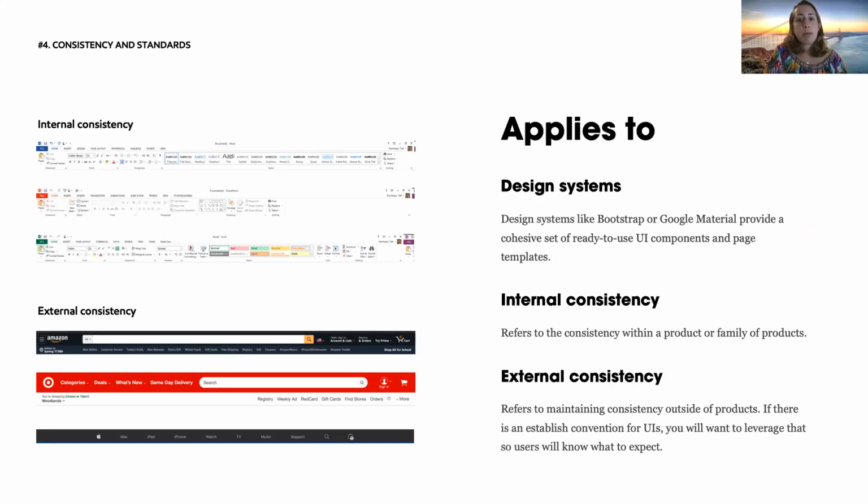Nielsen states that people will spend more time on other sites rather than yours. So if those sites are following a convention and your site is breaking that convention, you are forcing people to learn something new. An example for us to have more consistency is design systems. We have Bootstrap, you may have heard of Angular Material. Those are just some examples that will help you maintain external consistency within your products.